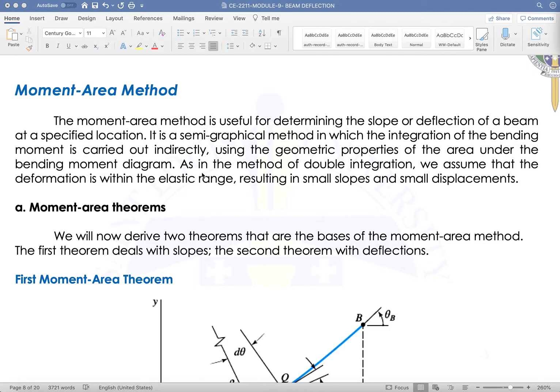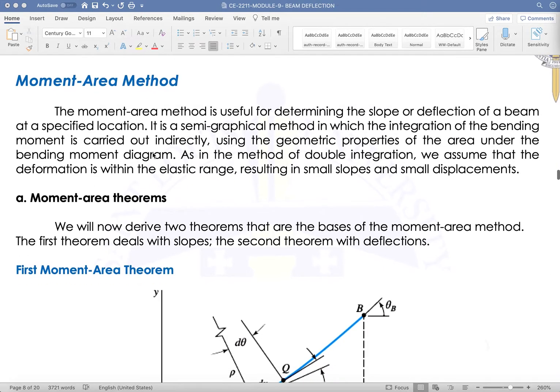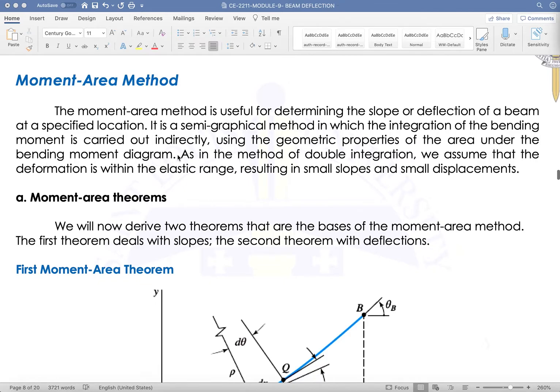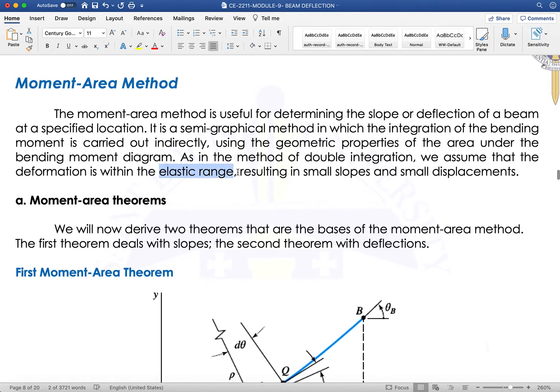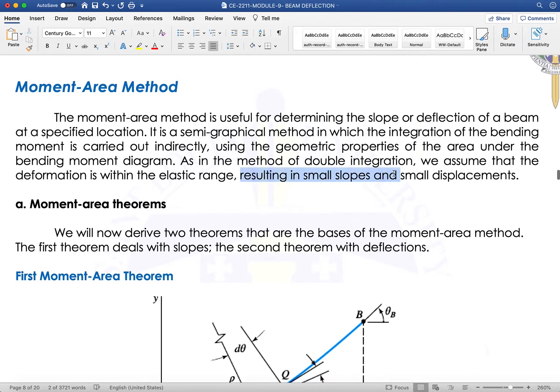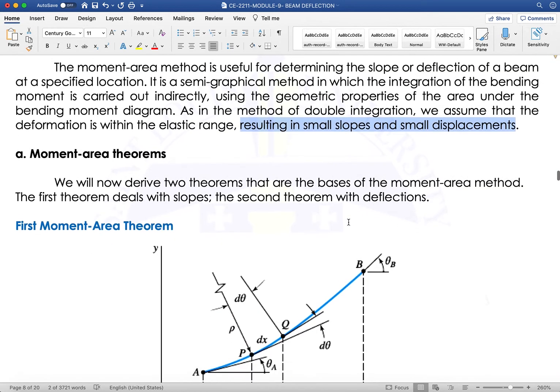It is a semi-graphical method in which the integration of the bending moment is carried out directly using geometric properties of the area under the bending moment diagram. As in the method of double integration, we assume that the deformation is within the elastic range. If it is not elastic anymore, then we use a different method, resulting in small slopes and small displacements.